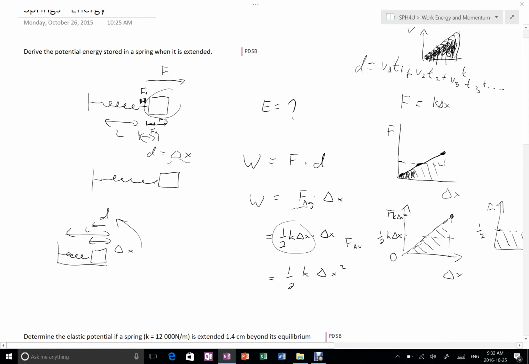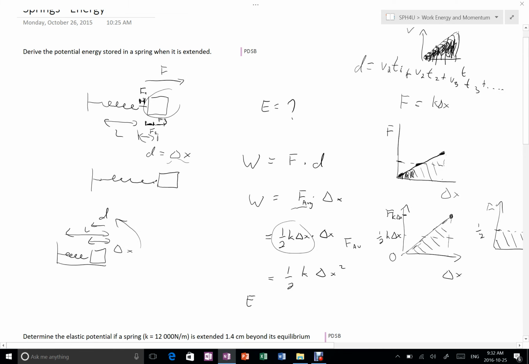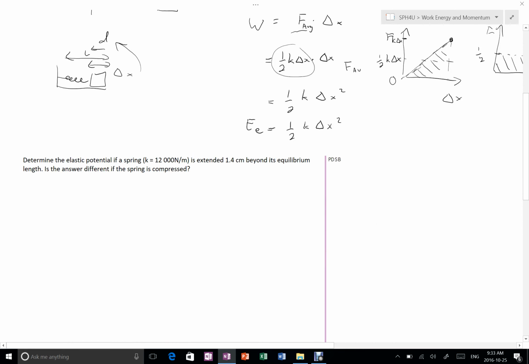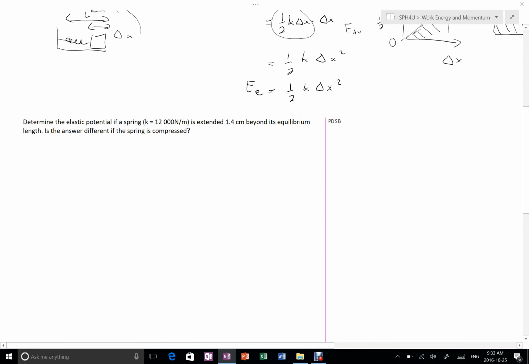So if that's the work that you have to do to pull it out there, we can view that as the potential energy or the elastic energy associated with changing from 0 to delta x squared. So what does that mean? Well, let's say we have a spring with an elastic constant of 12,000 newtons per meter. Then we extend it 1.4 centimeters beyond its equilibrium. What's the elastic potential energy? So E here is going to be equal to 1/2 k delta x, that would have been the average force, times the distance that it would have gone through, which would have been another delta x, so that becomes delta x squared.